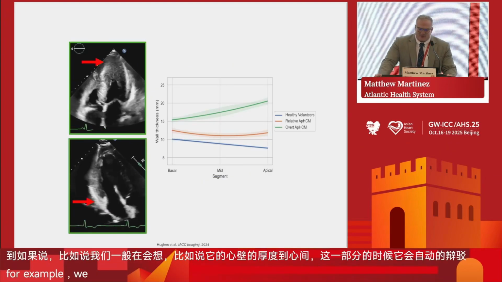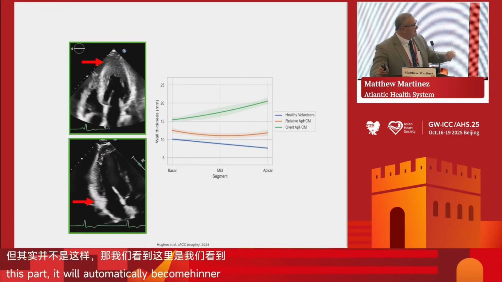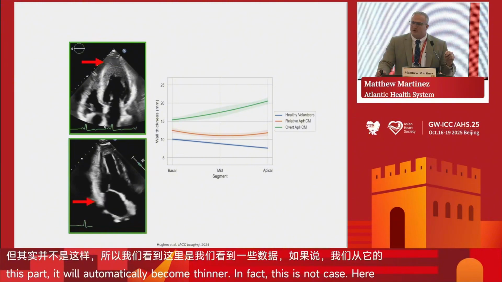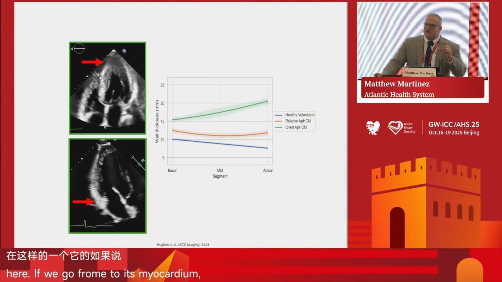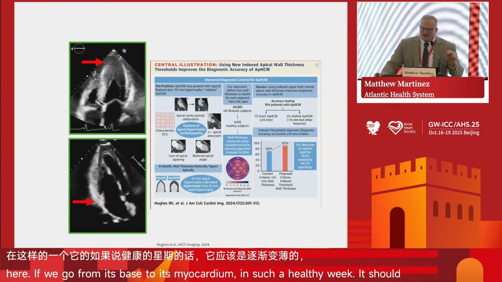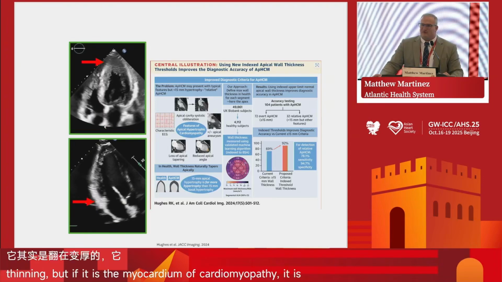This is data from Rebecca Hughes reminding us that when you go from the base to the apex in healthy volunteers, it should get thinner. But in apical HCM, it often gets thicker, and in some scenarios, it just stays the same. So relative wall thickness is a new way to start thinking about apical hypertrophic cardiomyopathy.